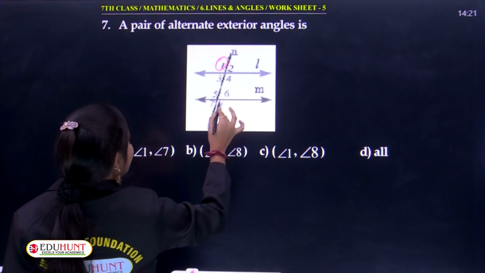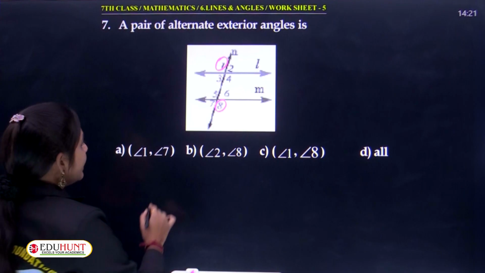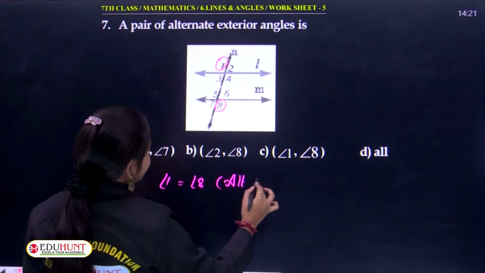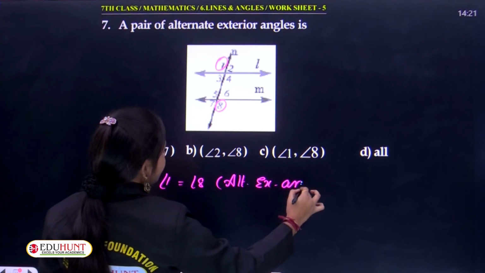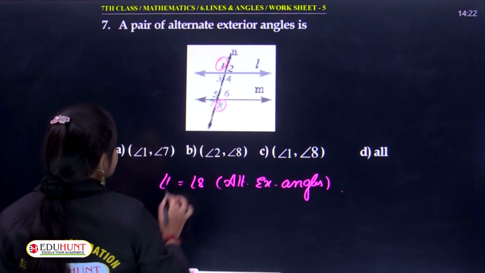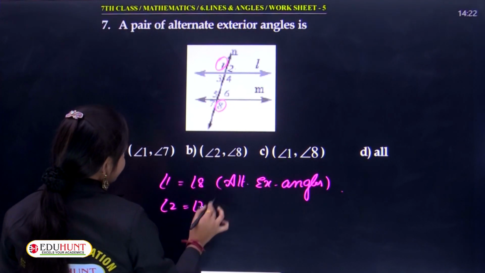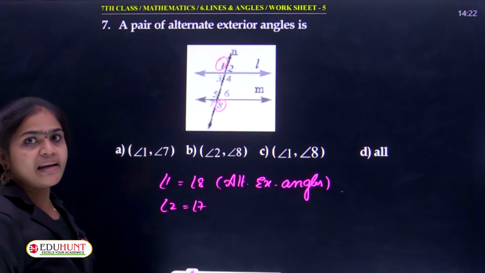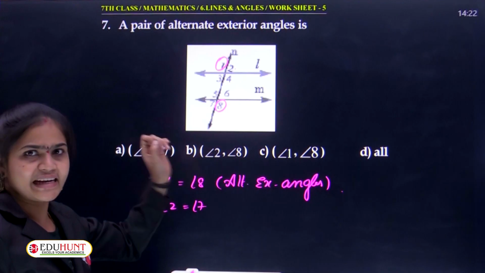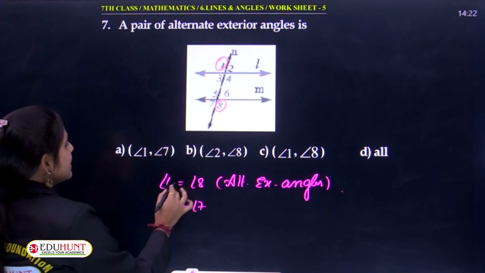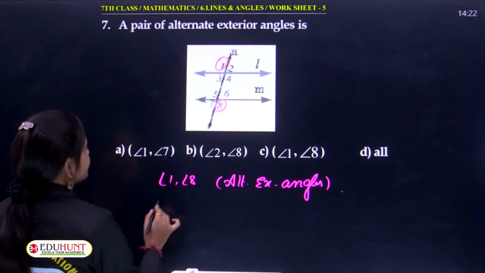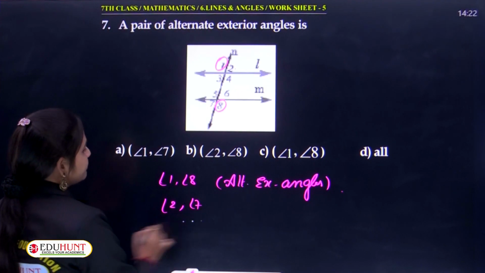See, angle 1, angle 8. Then here angle 1 is equal to angle 8. Alternate exterior angles. And in the same way, angle 2, angle 7. If the given lines are parallel, then we can say that those two are equal. If the given lines are not parallel, or they didn't mention it, then angle 1, angle 8. Angle 2, angle 7.